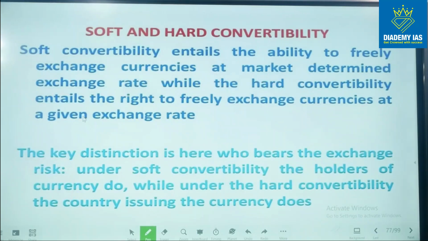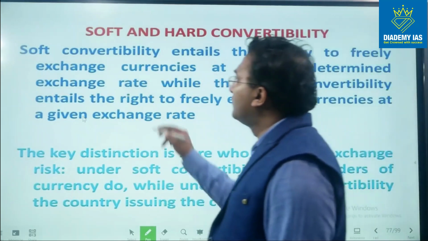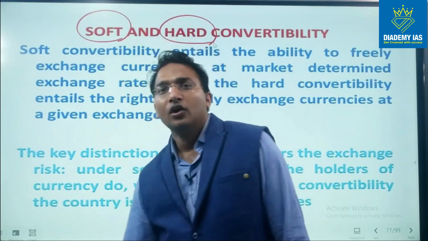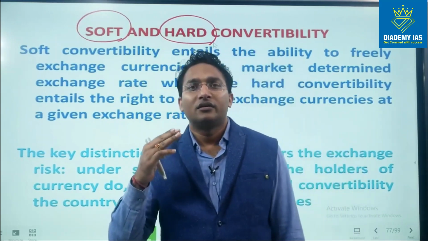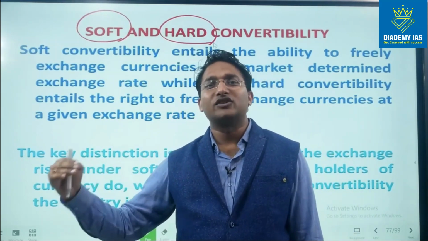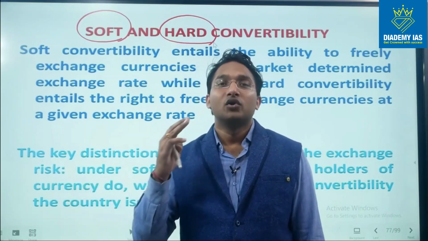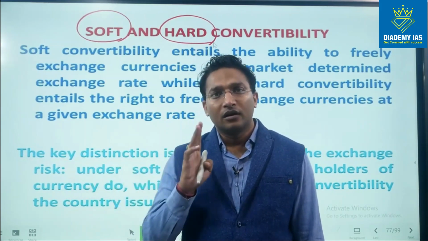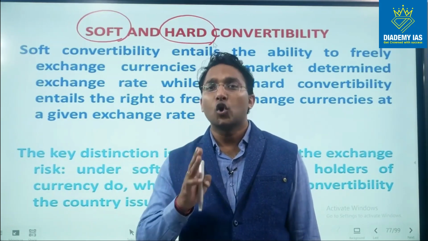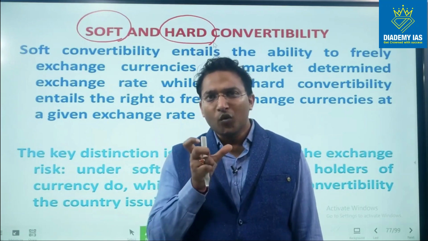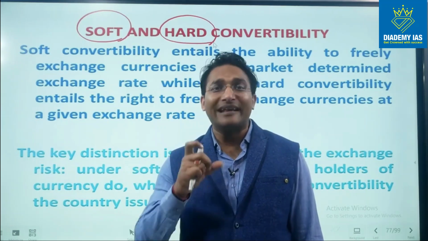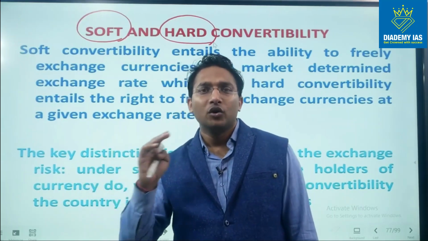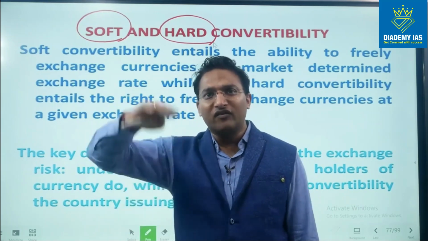This is one more concept. Please read this. This is the concept of soft convertibility and hard convertibility, right? Soft convertibility means convertibility at the market determined exchange rate, right? So in case of the flexible exchange rate regime, the full convertibility is called soft convertibility. So what is the implication of soft convertibility?